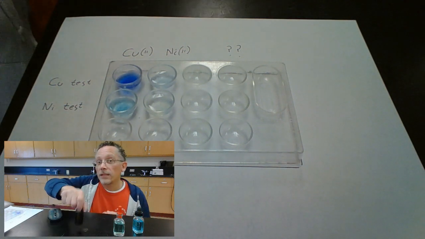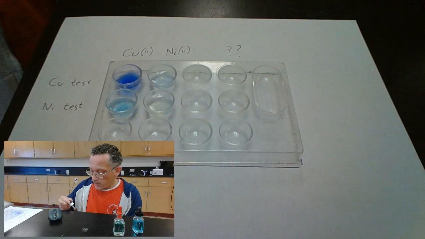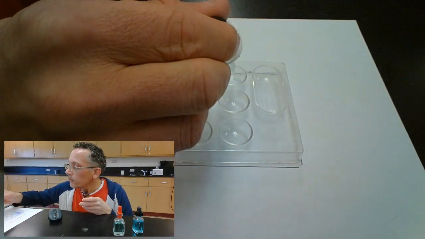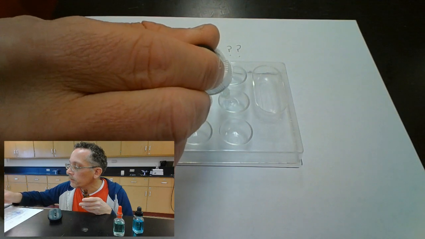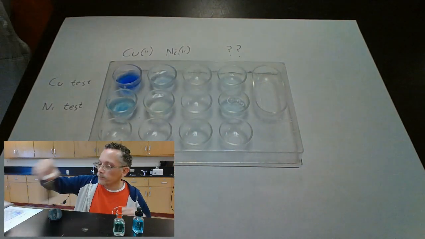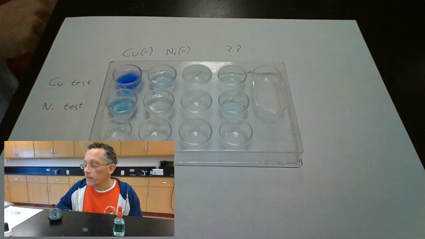Okay, now let's take a look at our unknown. We know how those behave. Well, let's see what this does. I'm going to put some in here, and I'm going to put some in here. There's my unknown. Let's do the copper test first.